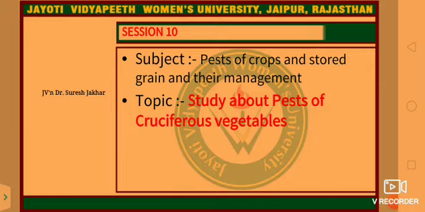Then the second most important pest is the cabbage borer. Scientific name Hellula undalis, family Pyralidae, order Lepidoptera. It infests cabbage, cauliflower, knolkhol and beetroot. Identification: the adult is a pale yellowish brown moth having grey heavy lines on the forewing.